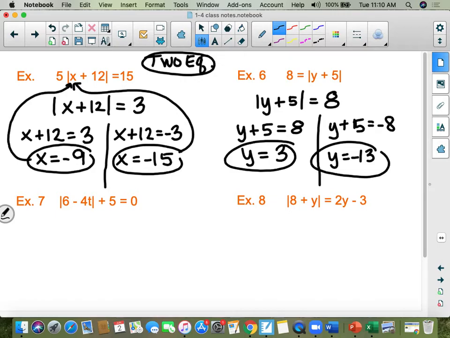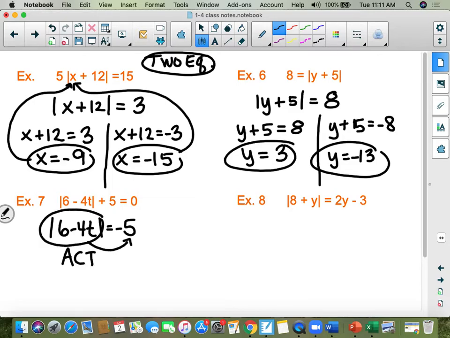On this one, I'm going to get the absolute value alone first. This is a trick question. This could be on the ACT. When you take the absolute value of anything, it needs to be positive, and that's a negative number. There is no solution to this problem. You can't take the absolute value and get a negative answer. So that's kind of like a trick question.